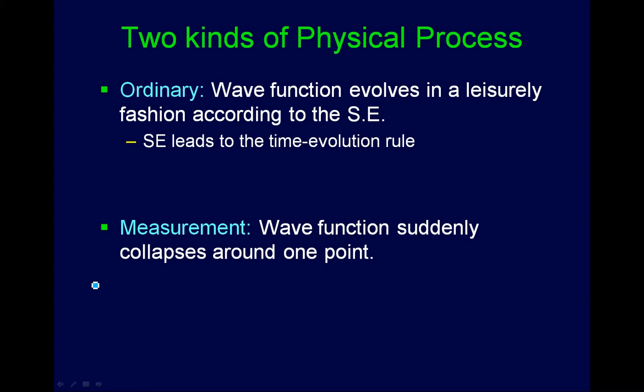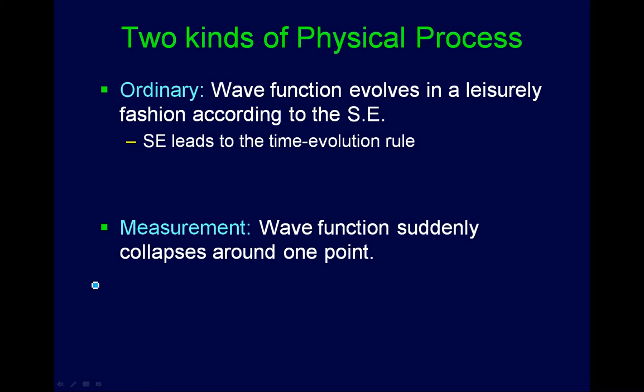Griffiths talks about this, and so let's talk about it too. This is the really weird fact of quantum mechanics. In classical mechanics, there's one kind of physical process, and that's basically things follow Newton's law. Here in quantum mechanics, there's two kinds of physical processes. The first one is that the wave function evolves according to the Schrodinger equation.